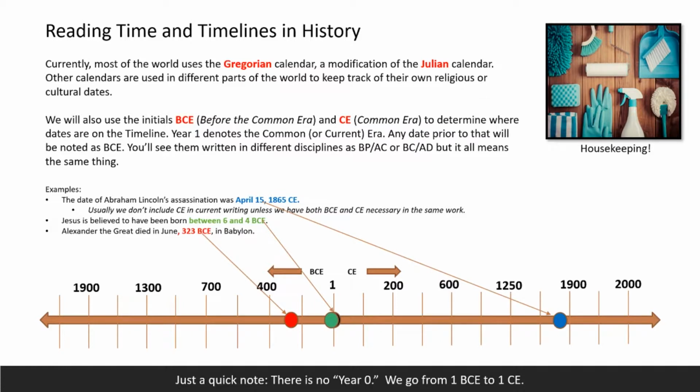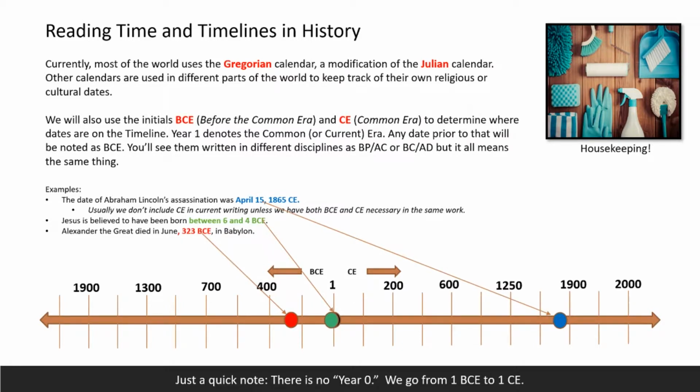Now, if you look at the timeline here at the bottom of the page, we have in the middle year 1. Just a quick note, there is no year 0. We go from 1 BCE to 1 CE. Let's talk about those initialisms. We use BCE, before the Common Era, to talk about anything that happened before year 1. Anything after is the year 200, the year 1989, the year 2019. And you know this, but we call that Common Era.